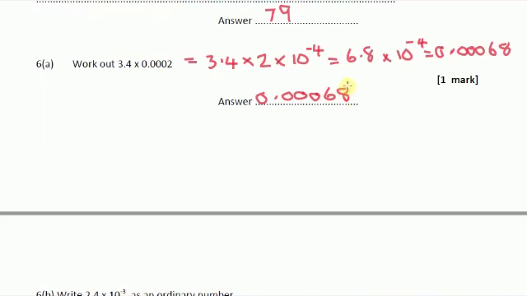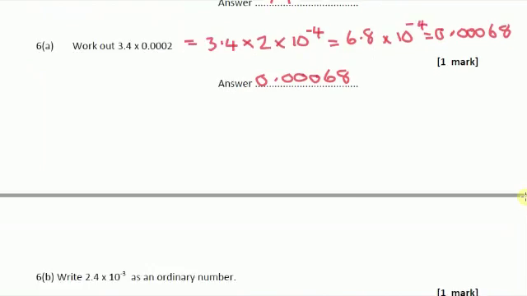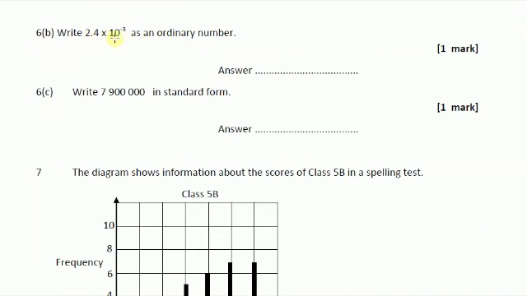And we move on to part B. 2.4 times 10 to the negative 3 is an ordinary number. So here you can see that negative 3 means move the point 3 places to the left. So 2, 4, imagine the point was there, goes 1, 2, so I'll put a 0 there, and then again 3, so I'll put another 0, and we put the 0 in front of the point. 1, 2, 3.